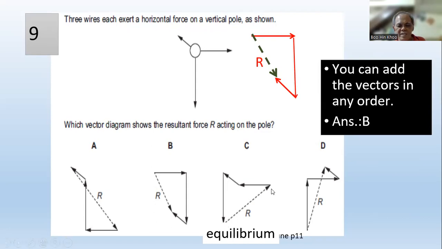In this case, all the arrows are in one direction. In this case, it is clockwise. So R is not a resultant. It's the force required for equilibrium.